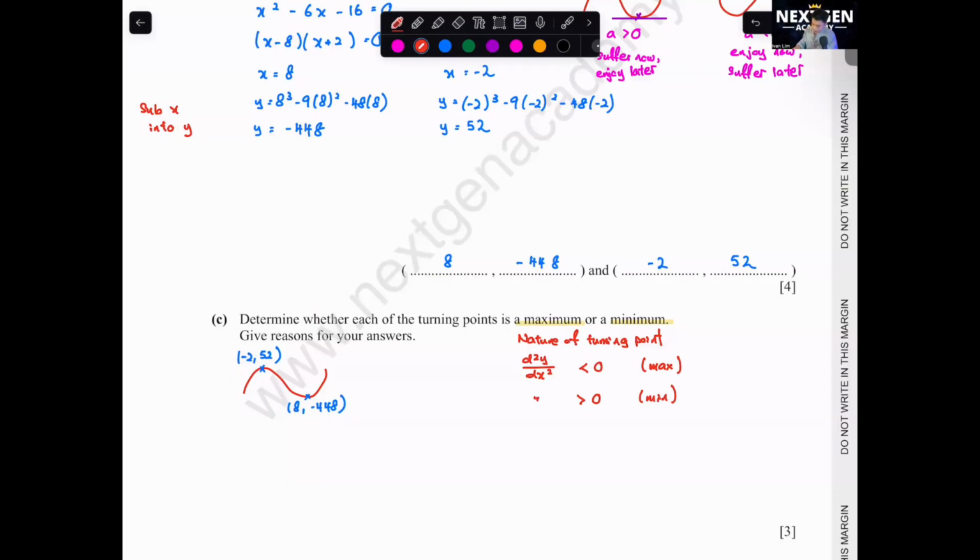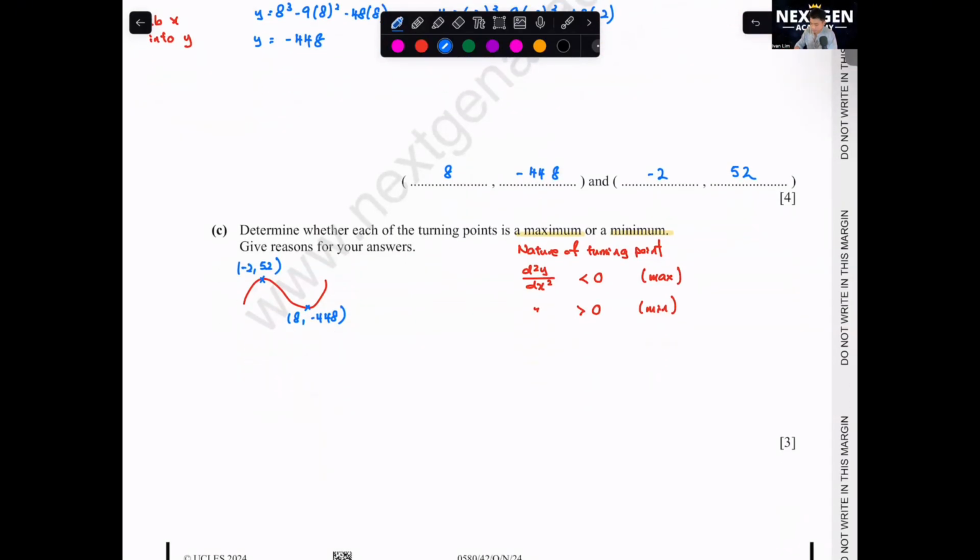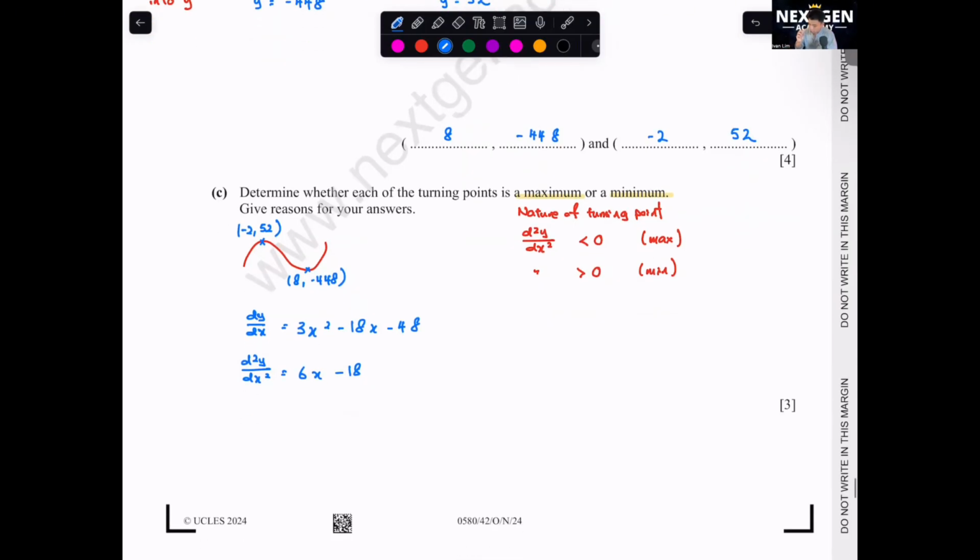All right, so now let's find what is d square y over dx square. Just now on top, we already found what is dy over dx, which is 3x squared minus 18x minus 48. D square y over dx square will be 6x minus 18. Okay, so this is the general equation for the second derivative first. Now, to check both of it, you need to just substitute the x value into this d square y over dx square. So step number 2, you sub the x value. So what's your 2 x values? You have -2 and 8, right?